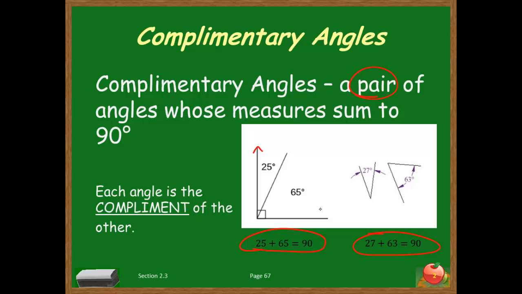If we were to label these angles A, B, C, D, we would say that angle ABC is complementary to angle CBD, and that tells us that the two angles have a sum of 90 degrees, complementary angles.